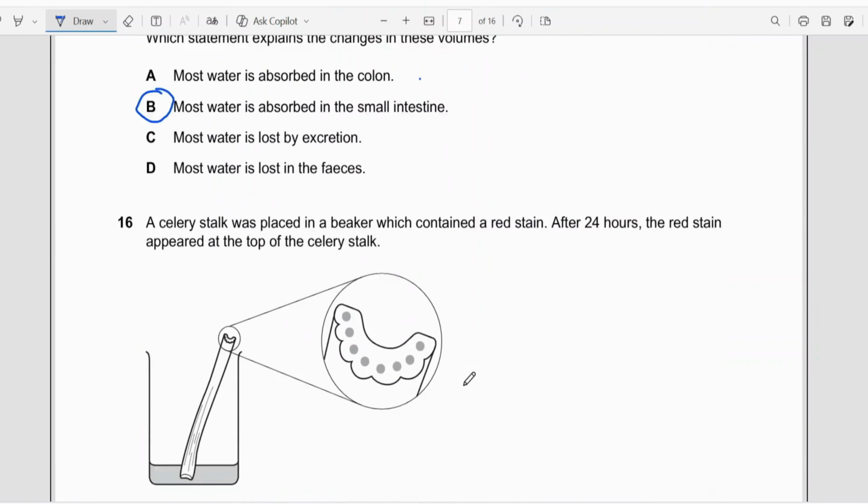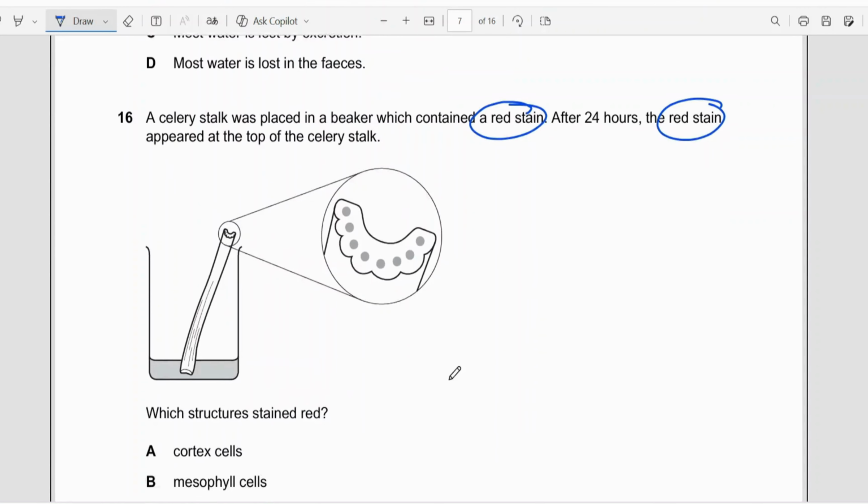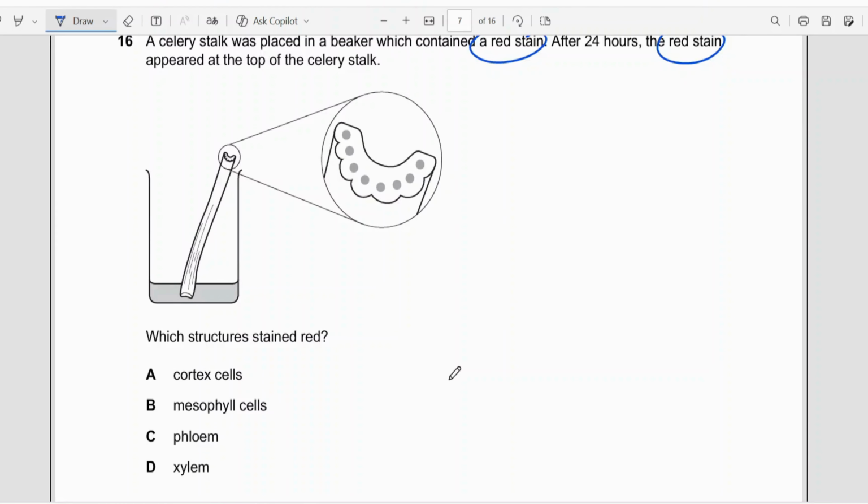Next one, a celery stalk is placed in a red stain. After some time, the red stain appears. Which part do you think is stained red? Xylem.